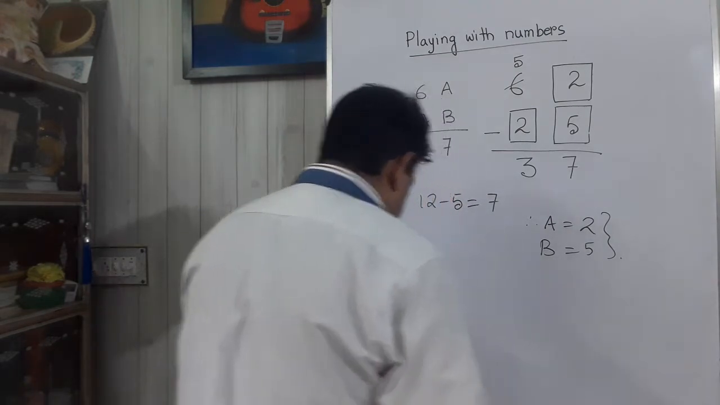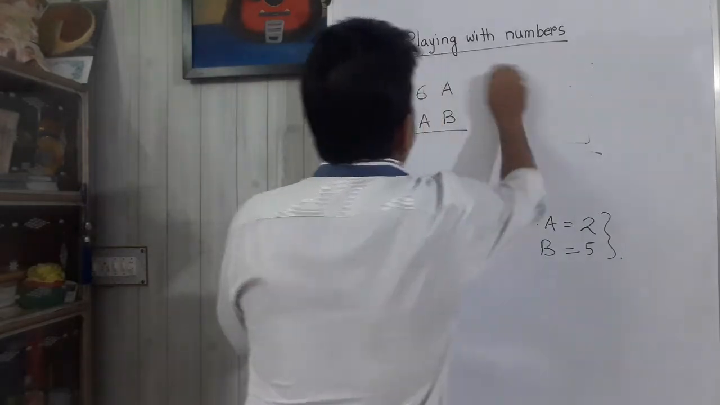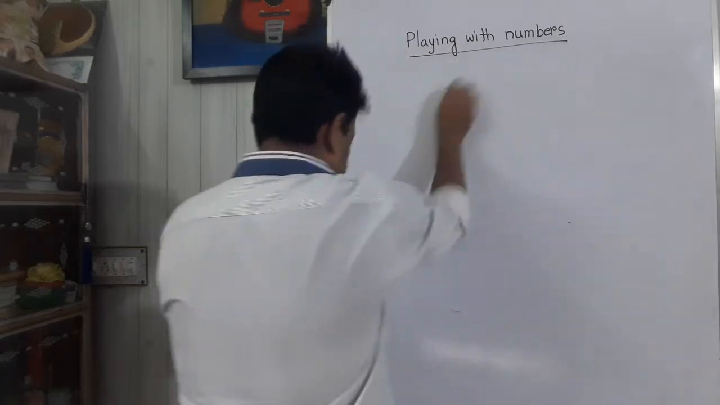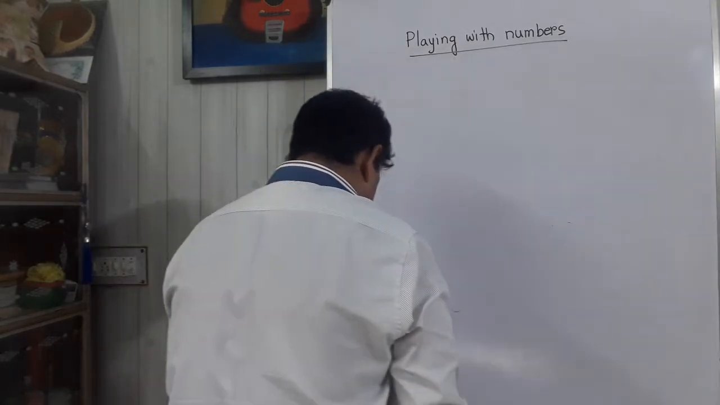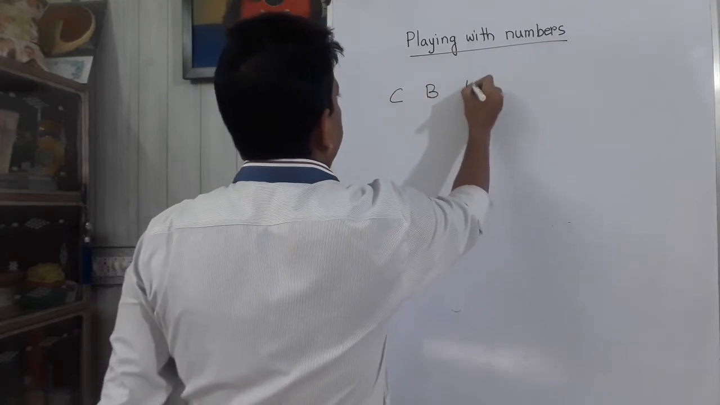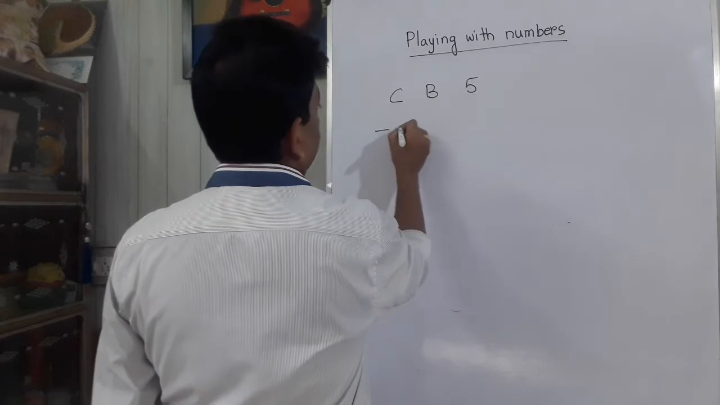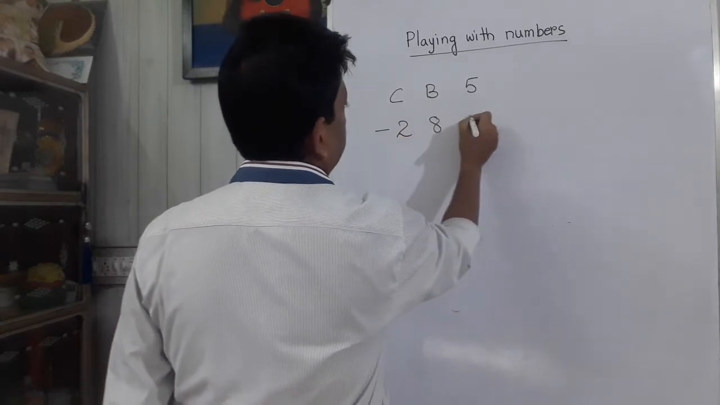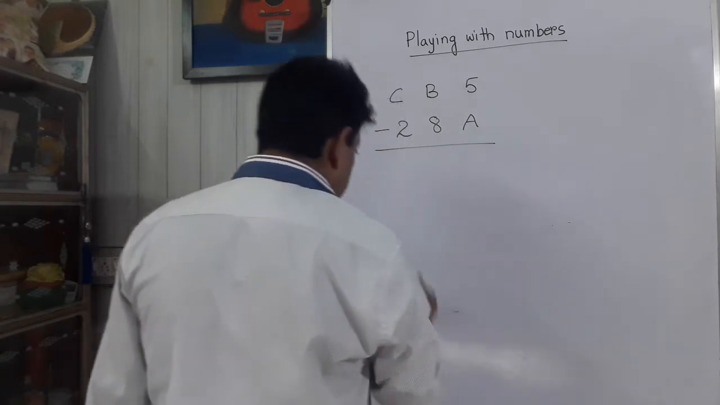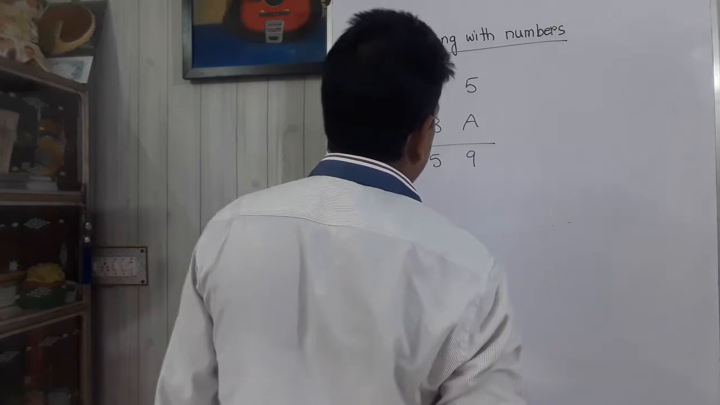Let me give you one difference of a 3-digit number. CB5 minus 28A. The result will be 259.